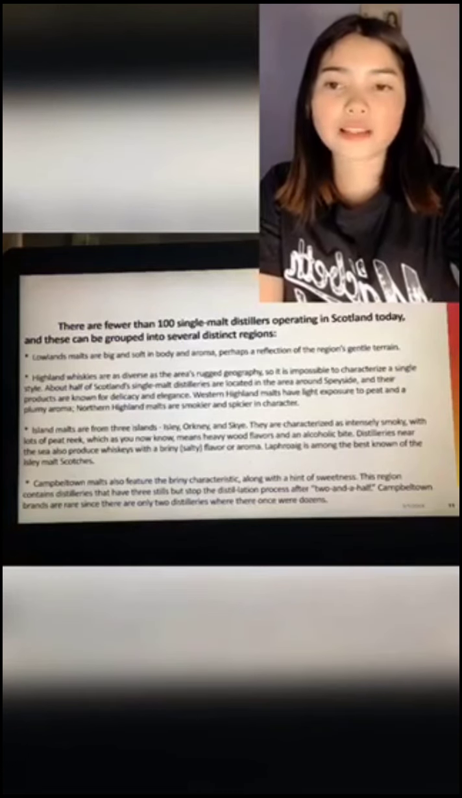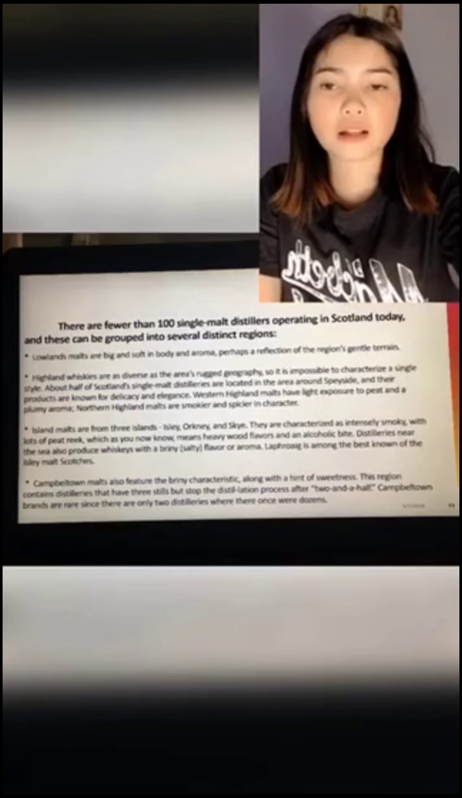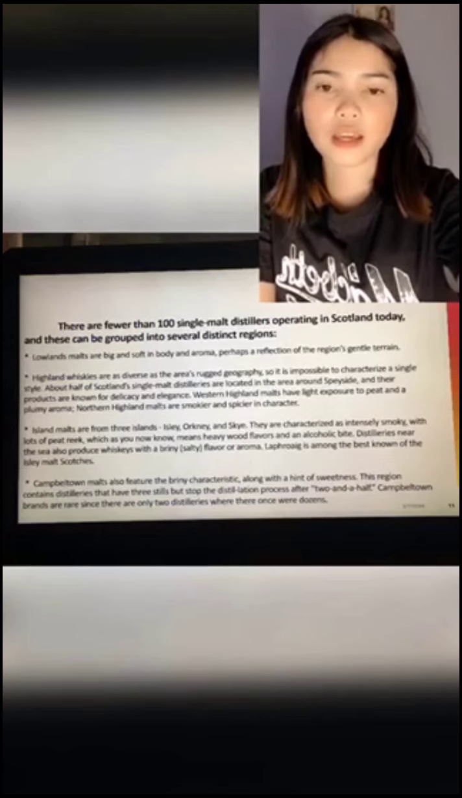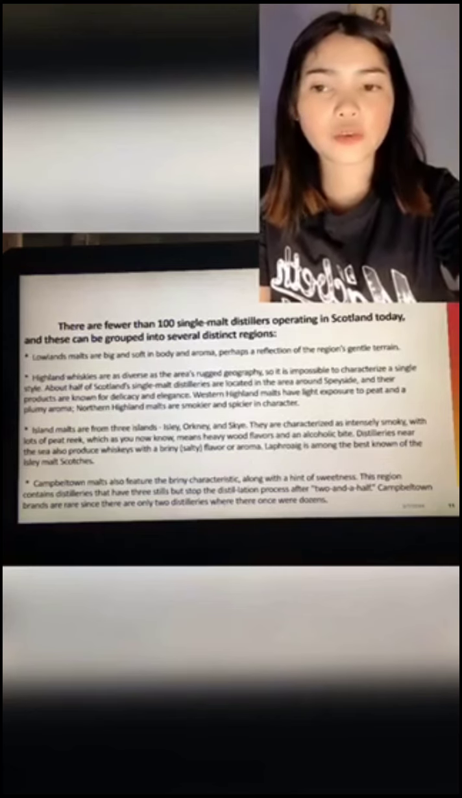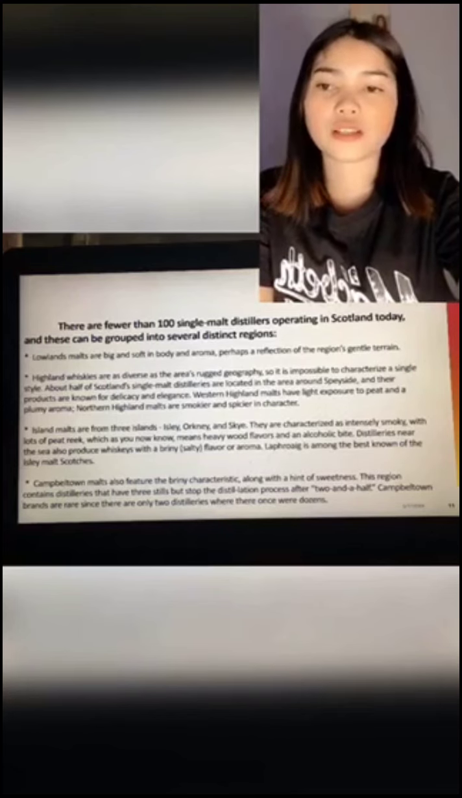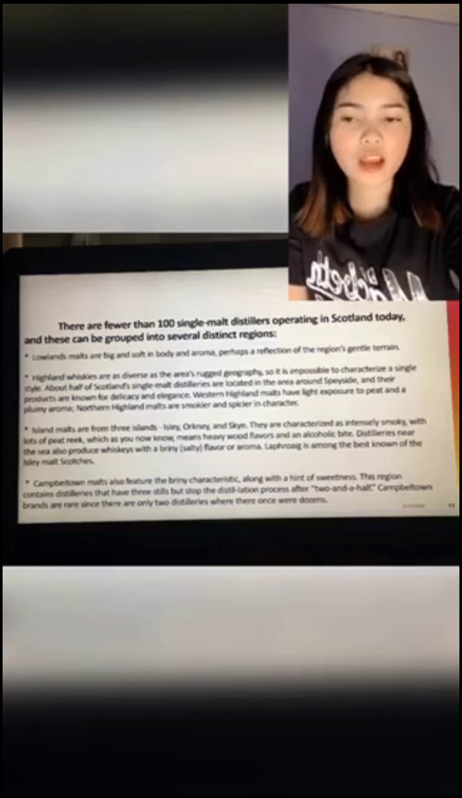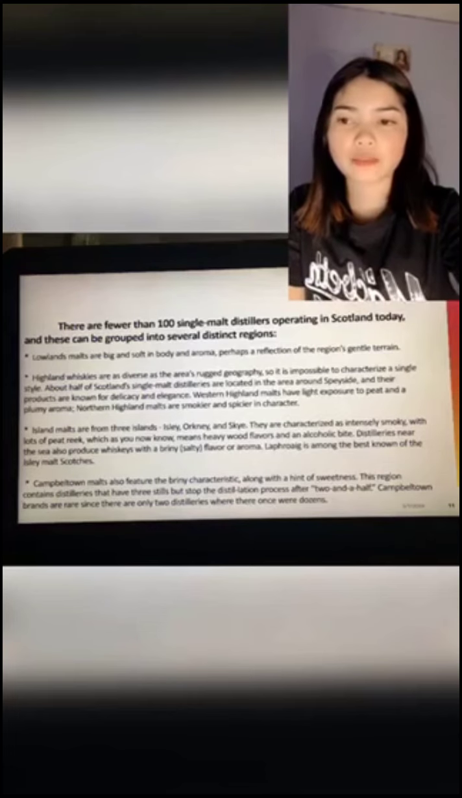There are fewer than 100 single malt distillers operating in Scotland today, and they can be grouped into several distinct regions. Number 1, Lowlands. Malts are big and soft in body and aroma, perhaps a reflection of the region's gentle terrain.